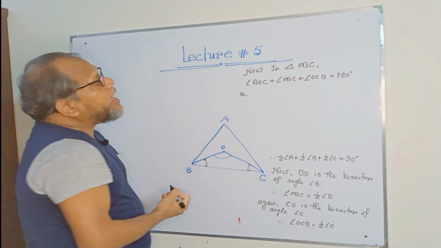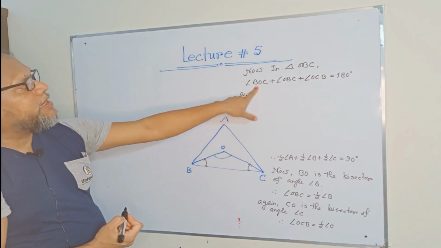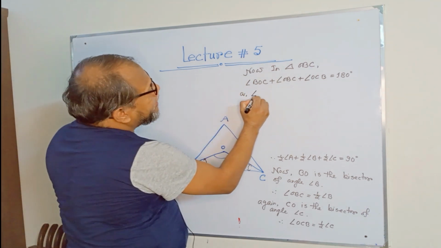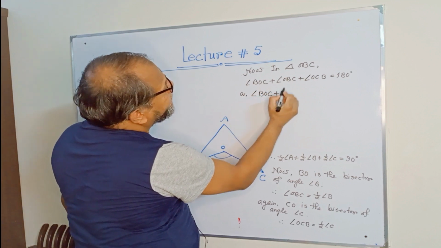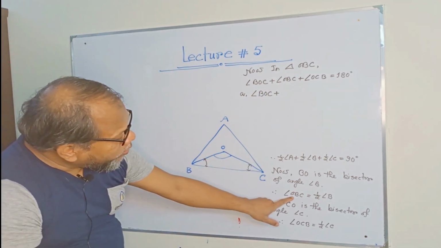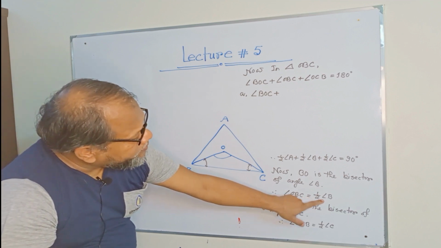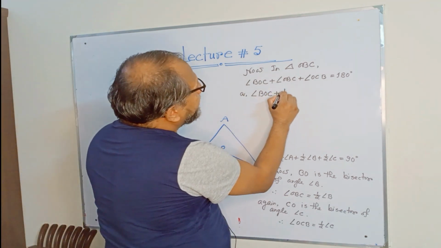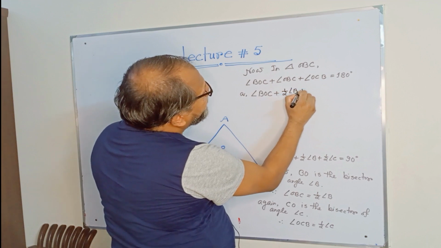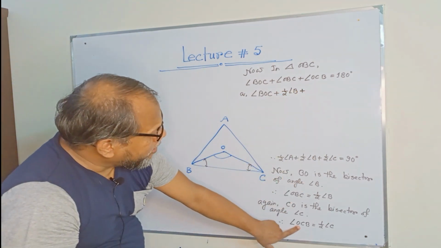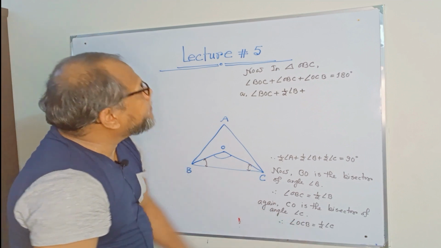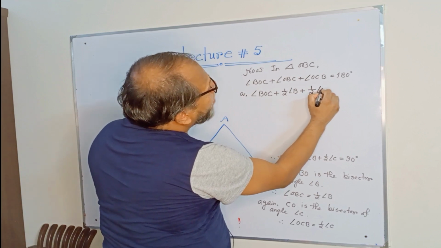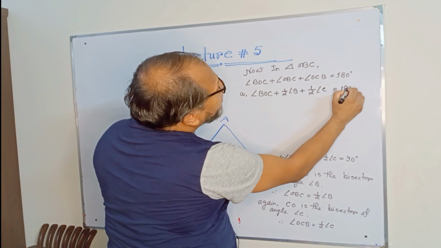Since we have to prove angle BOC is equal to 90 degree plus half of A, so we keep BOC here. BOC plus OBC. Here OBC is equal to half of B, so I can put the value of OBC as half of B. Here half of B plus OCB. OCB is equal to half of C. So I can write down here, instead of OCB, half of C is equal to 180 degree.